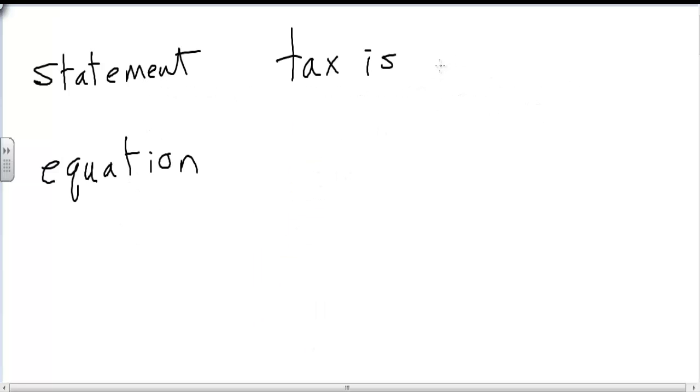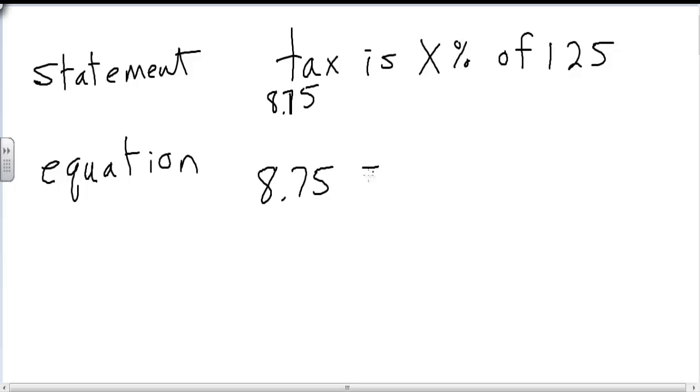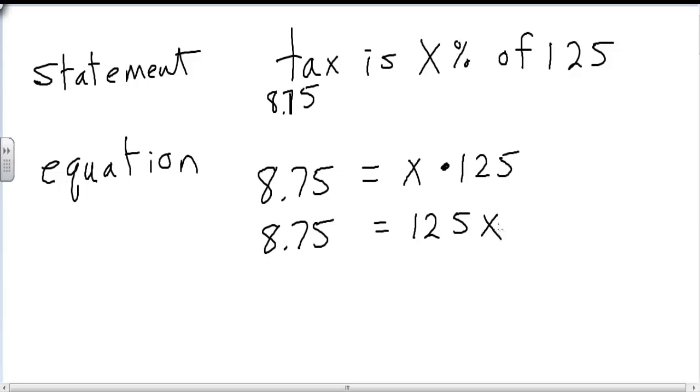Tax is a certain percent, unknown, so I'll call it X, of our overall value, which in this case was $125. Now the difference here is we know what the tax actually is. It was $8.75. So from this basic definition, we'll make an equation saying that $8.75 is, interpreted as an equal sign. Now X% is what we are looking for. So for now, "of" is interpreted as multiplication. 125 is 125. So the equation that I have is 8.75 is equal to 125x.